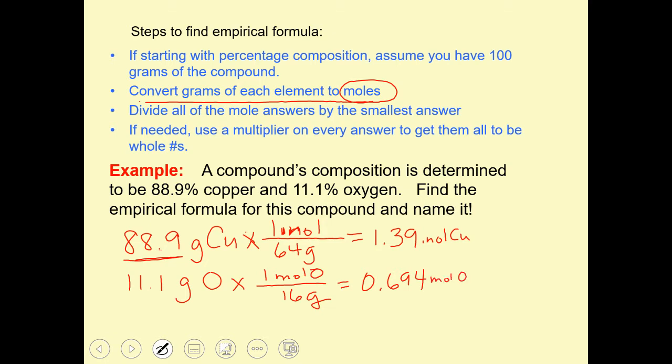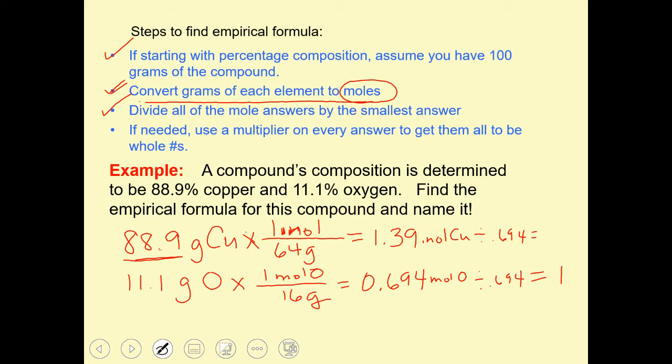Okay. Now, once you do that step, so we have assumed 100 grams. We have converted our grams to moles. The third step is divide them all by the smallest answer. So 0.694 is the smallest. So we're going to divide every answer. If we had 3 answers, 4 answers, 5 answers, we would divide them all by the smallest one. That's because what you want to do is see how all the other elements compare to one of the elements. And whichever one's the smallest, you want to divide by that, so you get 1.